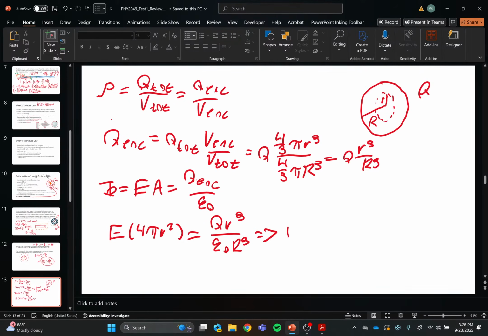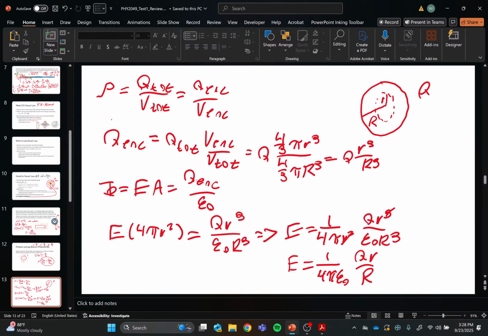Then from this, we can solve for the electric field. We'll have 1 over 4 pi little r squared times Q r cubed over epsilon naught big R cubed. The r squared on the bottom cancels, leaving just r on top. So E is equal to 1 over 4 pi epsilon naught times Q r over big R cubed, or k Q little r over big R cubed.